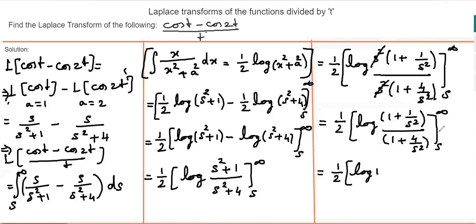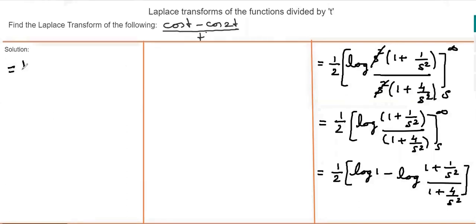I have applied the upper limit, now the lower limit. The formula is upper limit minus lower limit. What is the lower limit? Log of the same expression, if I apply s here, the same value I'll get: 1 plus 1 over s square over 1 plus 4 by s square. So here I have applied upper and lower limits finally. This half will be there as usual. What is log 1? Log 1 is 0, minus this second part, which remains as it is: 1 plus 1 over s square over 1 plus 4 by s square.